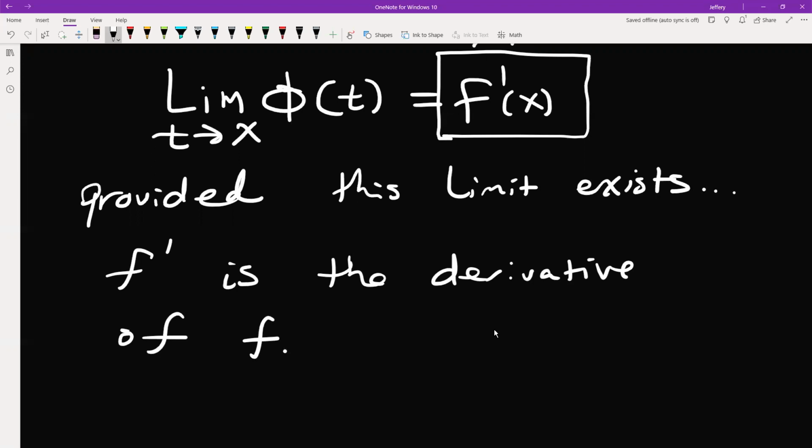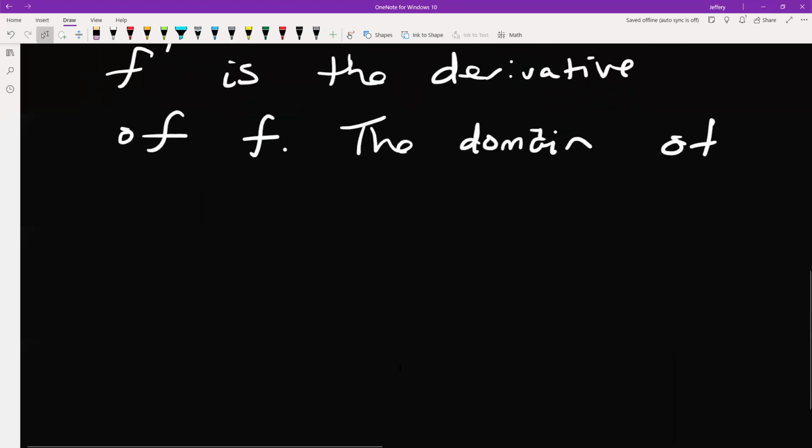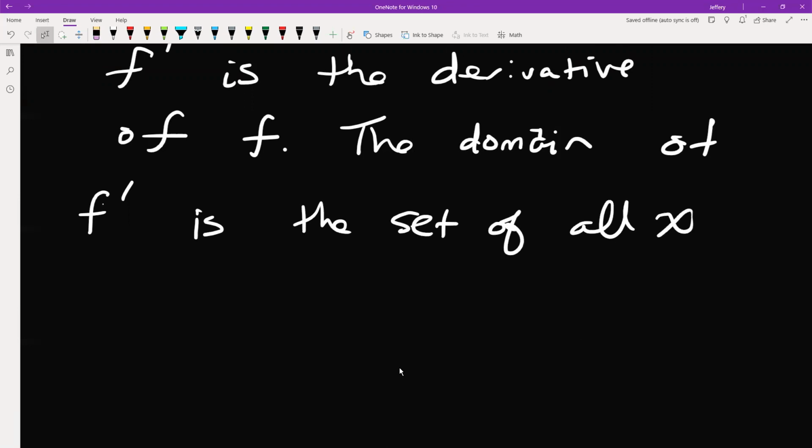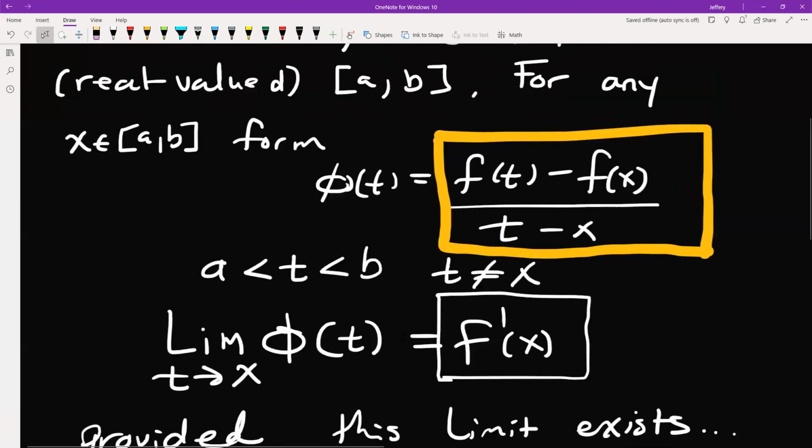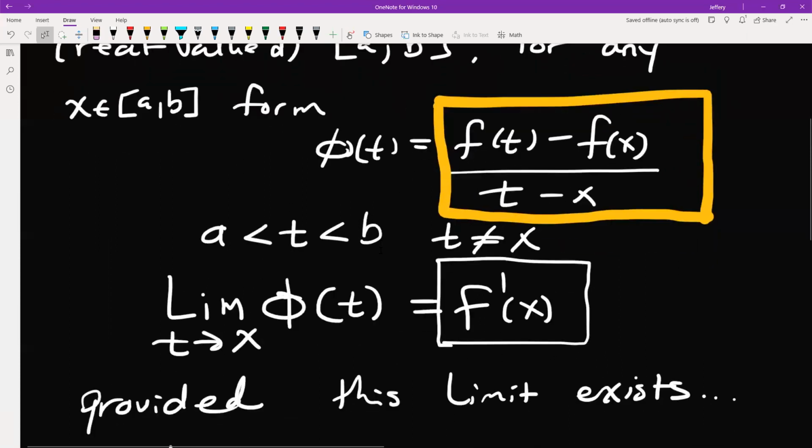The domain of this function f prime is the set of all x for which our limit exists. Our limit of phi of t exists. Because you can't have f prime of x if the limit doesn't exist, since it's defined in terms of a limit.